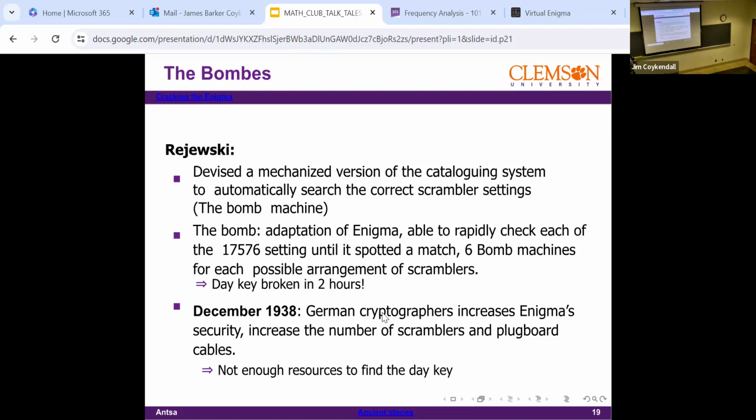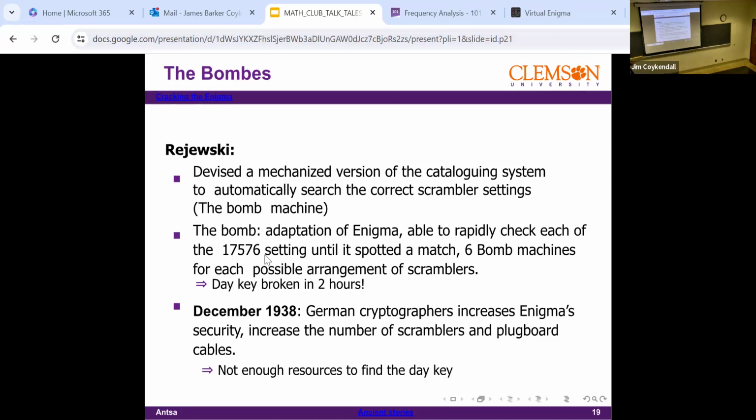So that's when he devised what we call the bomb machine. The bomb was an adaptation of Enigma which was able to rapidly check each of the settings until it spotted a match. So he built 6 bomb machines, one for each possible arrangement of the scramblers. So when they managed to finish that, each day's key was broken in 2 hours.